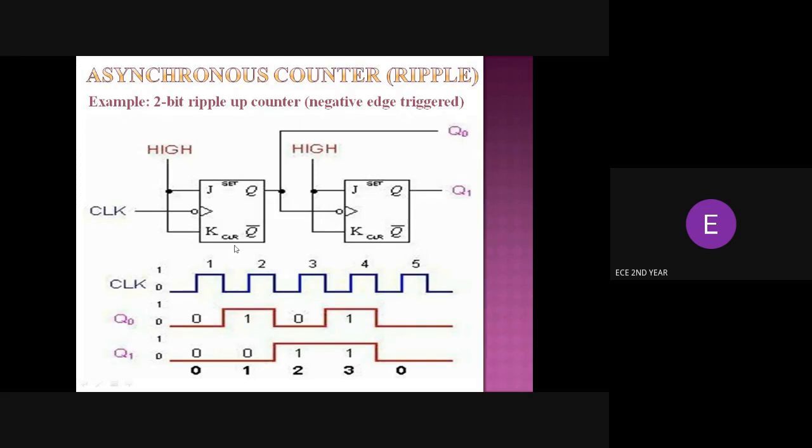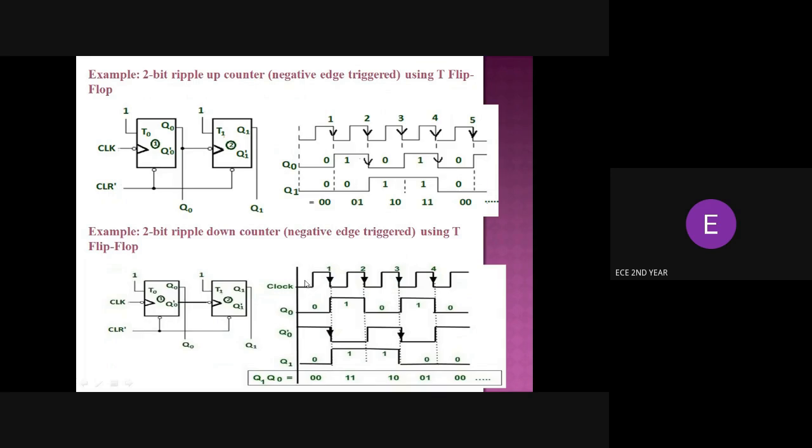This is one JK flip-flop. The working of set and clear I will discuss later on. It is negative edge triggered, so for the toggling action, if J and K are both high, that means 1, then toggling will happen at the negative edges of the pulses. That was already discussed in the previous class.